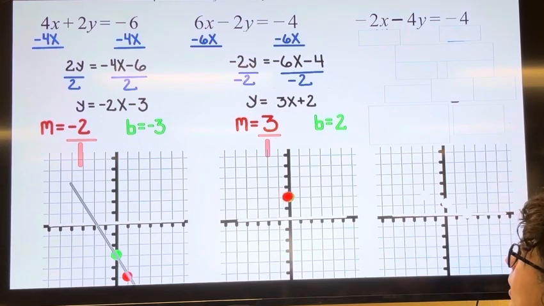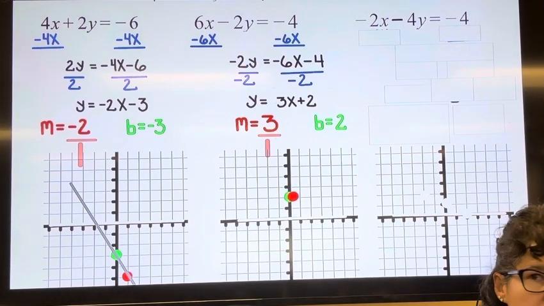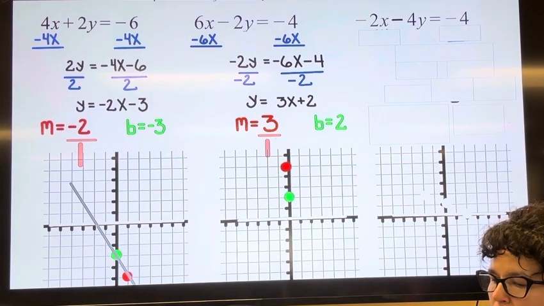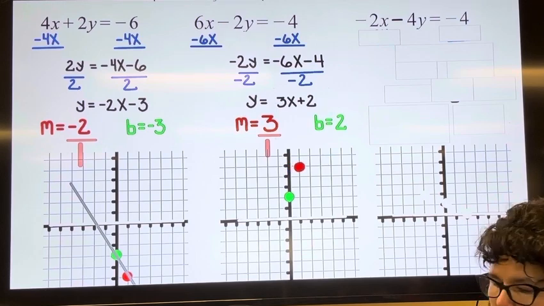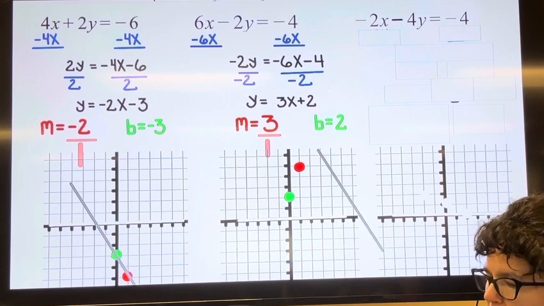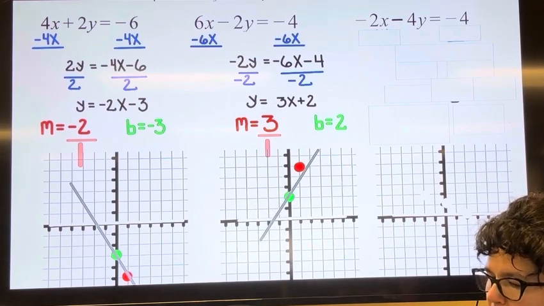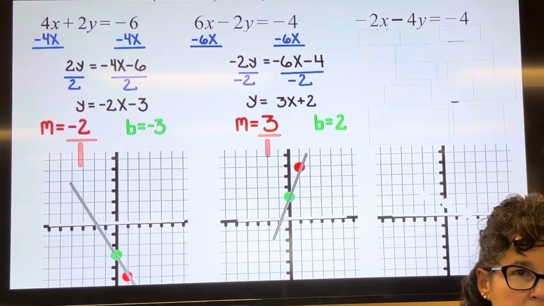Okay, so notice I'm right there at 2. I'm going to rise 3, so that's helicopter. Positive is up, 1, 2, 3. Run 1, positive is right. And now that I have my 2 points, I can connect the dots, and I've drawn my line.